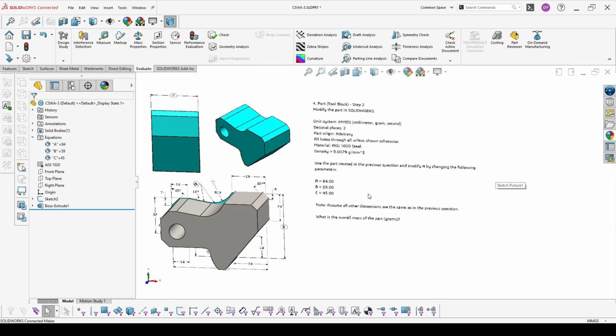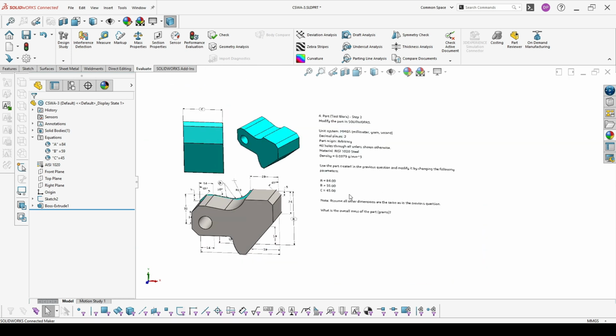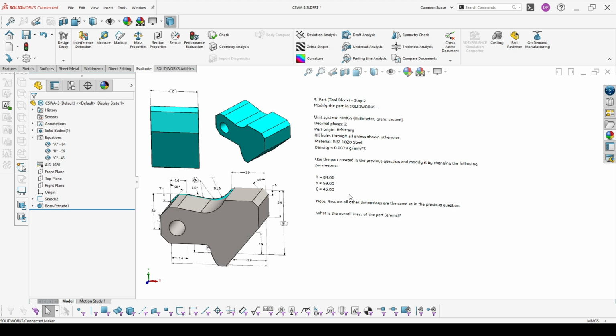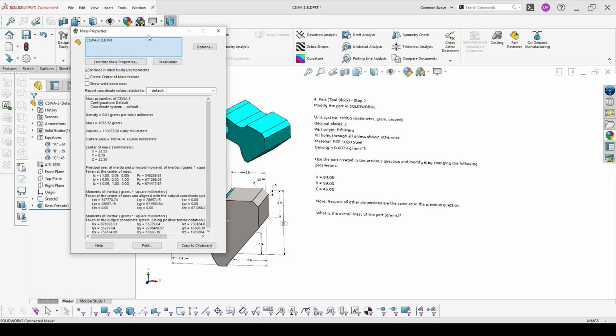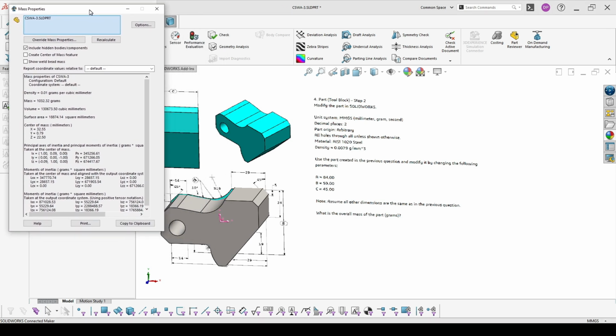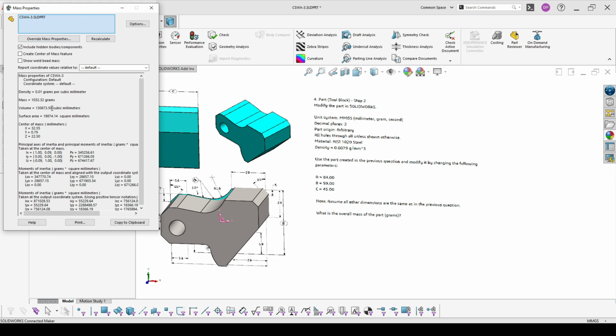And now what you have to do is to measure the mass of this part. We are going again to mass properties, and the mass of our model is 1032.32 grams. Here you will have to type it. Be careful. Read what is the separator that you have to use. Is it point or is it a comma? And choose the separator that is written that you have to use.